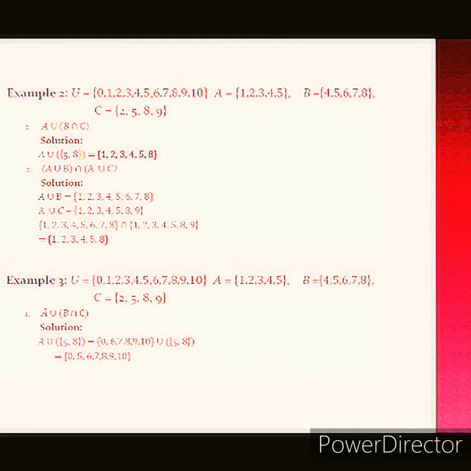For the second example, again for the universal set U, sets A, B and C, the first part is A union B intersection C. For the second part, A union B intersection A union C. Find all the related terms. For the third example, you have to find A complement union B intersection C. The solution is there. You can match your answer with that.